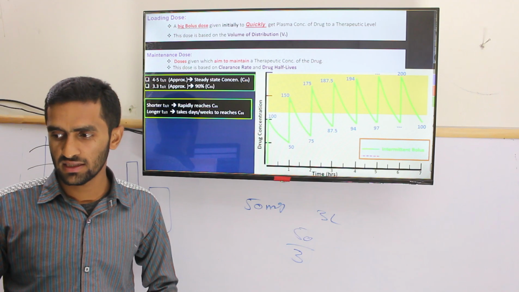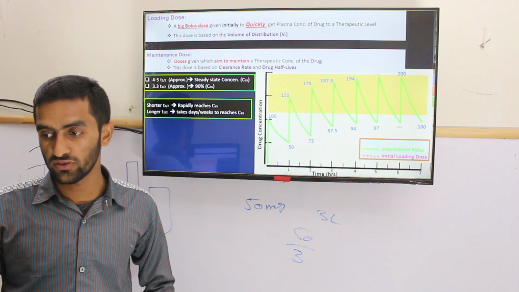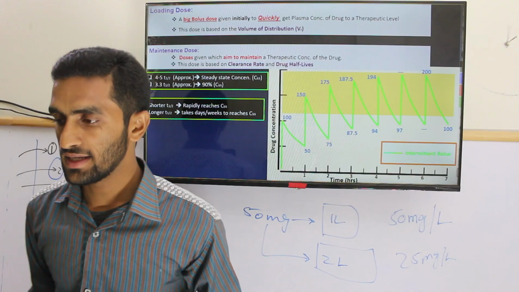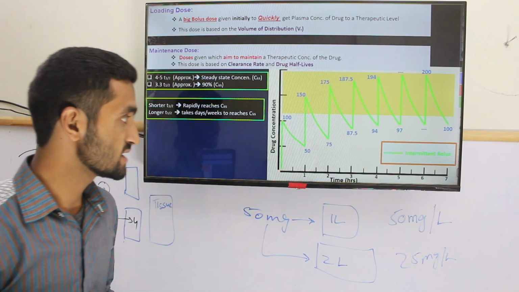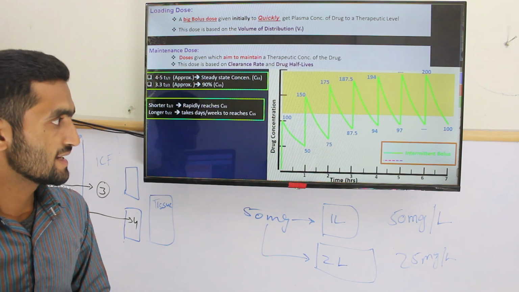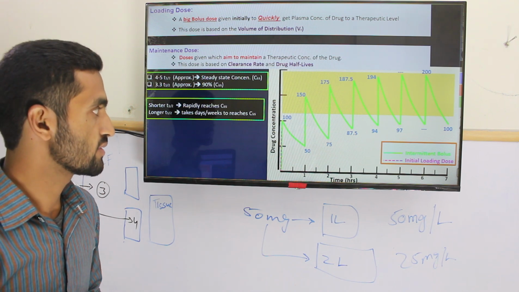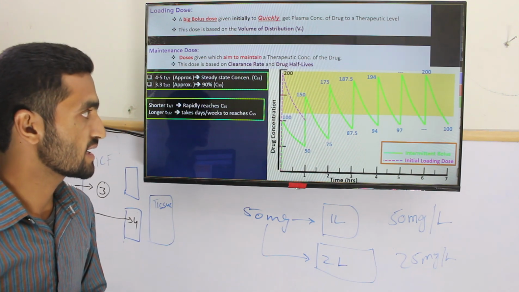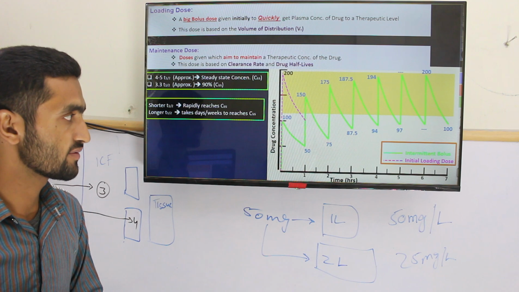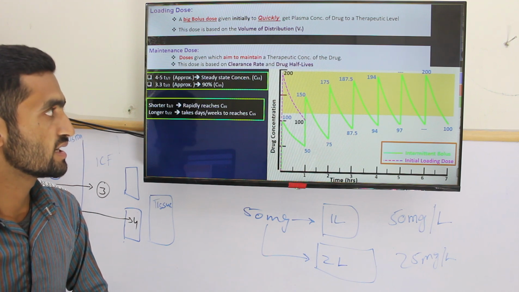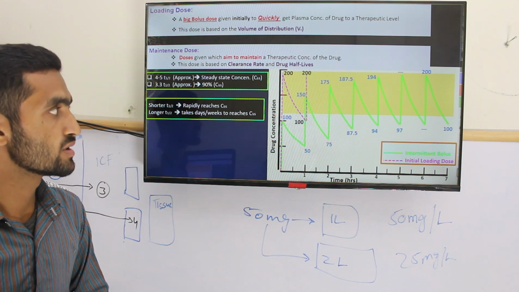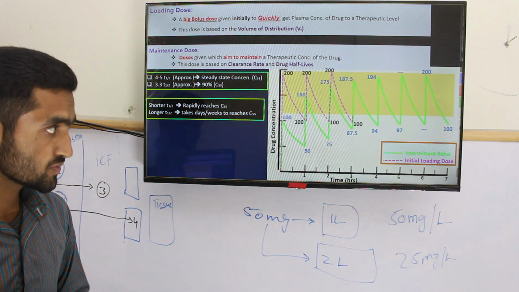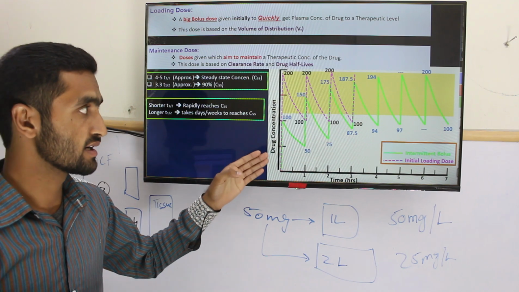Now let's compare with the loading dose. What is happening in the loading dose? In this case, you give a big bolus. For example, you have given 200 directly. As you give 200, what will happen next? It comes back to 100 after the first half-life. Then you give 100, it reaches 200, then goes back to 100. So this story continues.